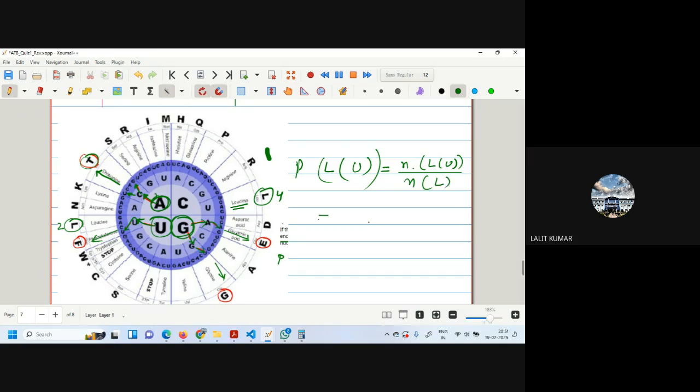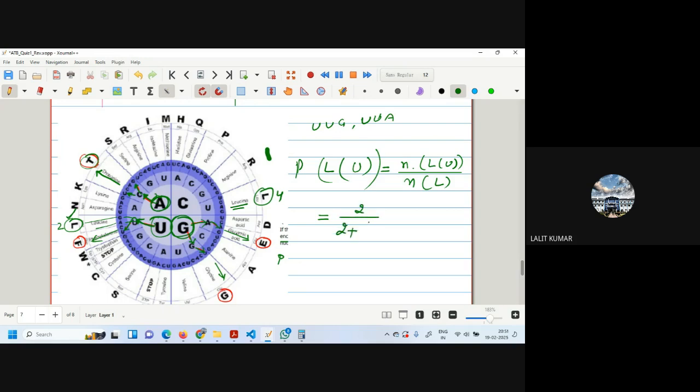And now you see, L is coming from leucine. It is coming via U. So one is UUG and another is UUA. So we have got 2. So these are the leucines which are originating from U. So this number is 2.